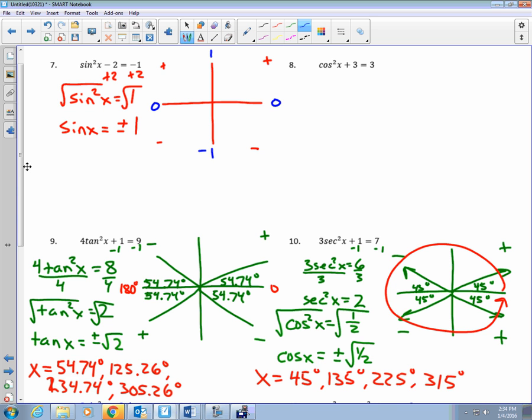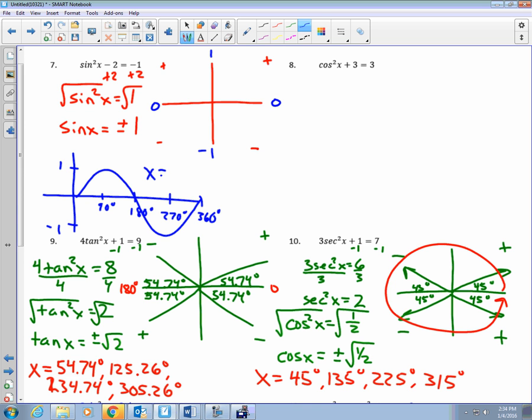So if you think back, folks, to when we made graphs, remember when we did this? And when we made the sine graph, it went like that. 90 was up to 1. 270 was down to negative 1. Remember that? So these are your values that we kind of have to keep in mind to some degree. Okay? So the question is, where is sine of x equal to positive 1? 90 degrees. Right there. Where is sine of x equal to negative 1? 270 degrees.